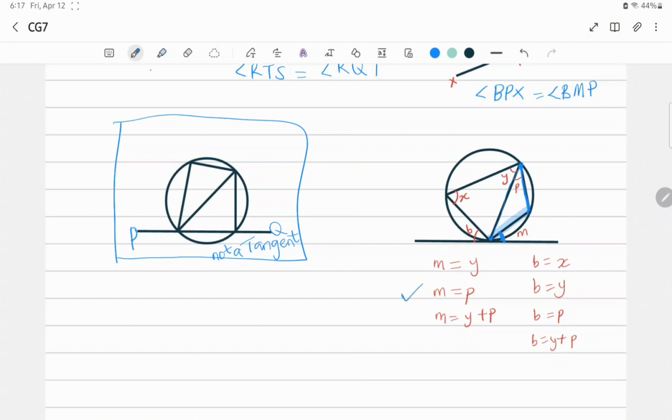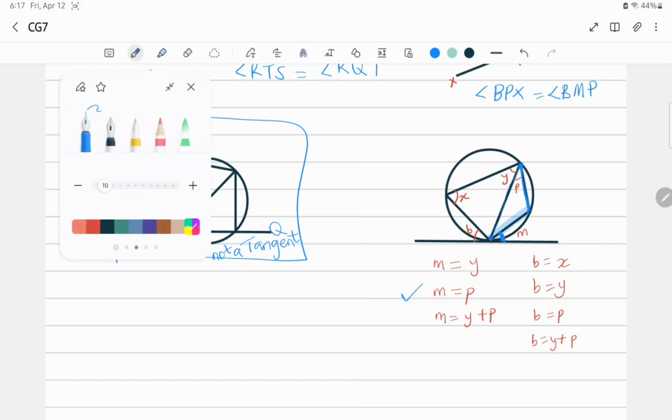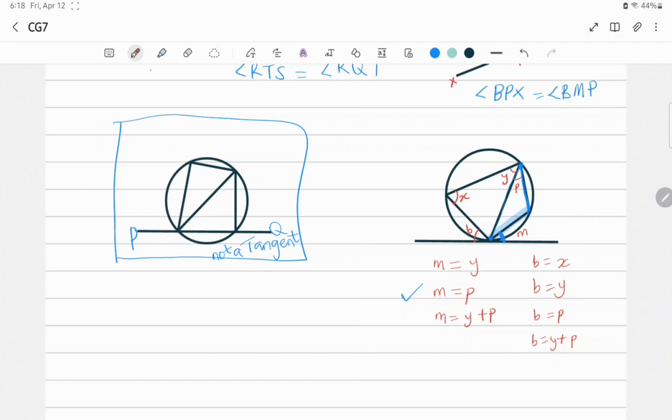Now, why is it not equal to Y? You can see that the lines that formed the angle Y are not from the chord that made angle M. This is what I mean. Let me use another ink. These are the lines that formed angle Y. Can you see that it is not that same chord that made angle M to the tangent? So that's why M is not equal to Y. I hope you understand.